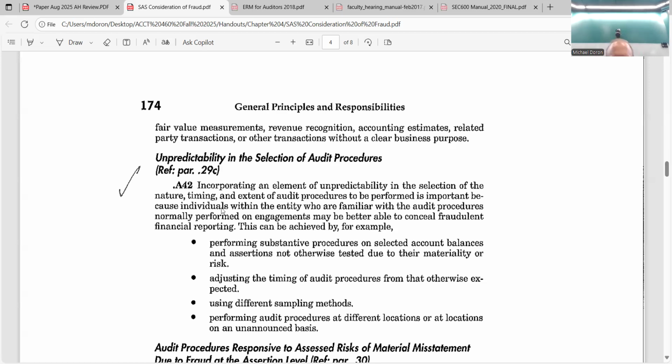How do you be unpredictable exactly? This can be achieved by, for example, performing substantive procedures on selected account balances and assertions not otherwise tested due to their materiality or risk. Okay, so they know you normally don't look at this account because there's not a lot of money in there. It's not a material amount, like miscellaneous expense or something. So that's where they're going to hide fraud, someplace they know you're not going to look. So surprise them. Look in that account all of a sudden.